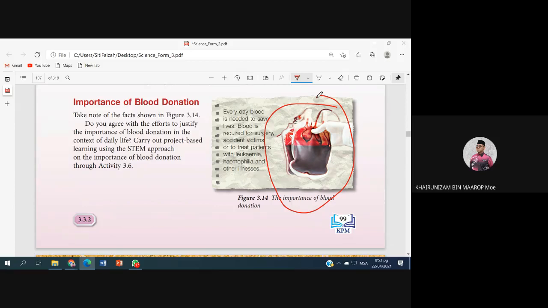And then screening tests are performed to check whether donors are suffering from contagious disease such as AIDS. Okay, sometimes kita check dulu orang yang nak derma darah ni sama ada dia ada penyakit yang berjangkit ataupun tidak.